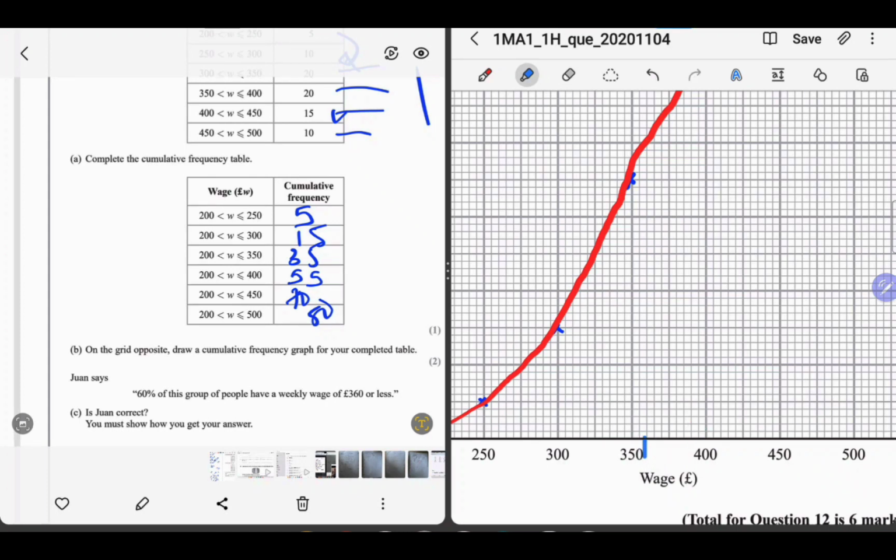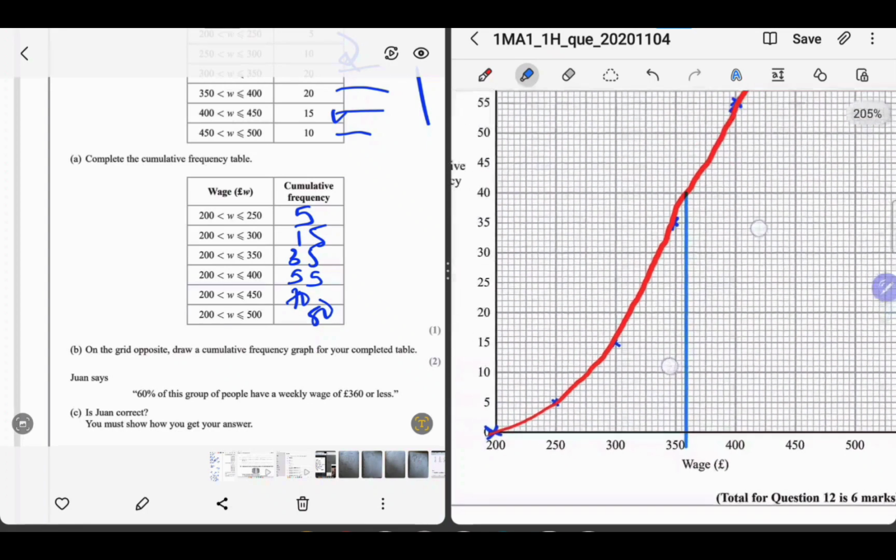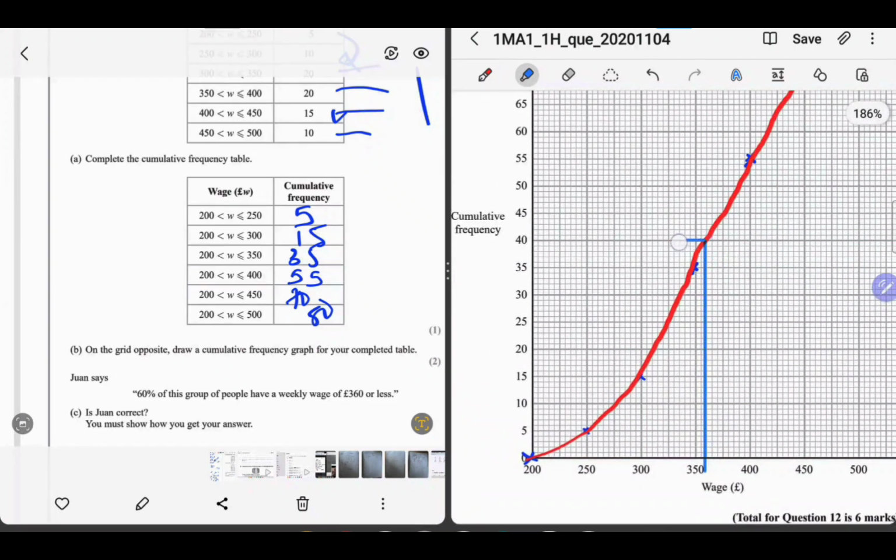Boom. Okay, so I'm just gonna map this upward to our graph. This is an estimate, okay? And then back over here.